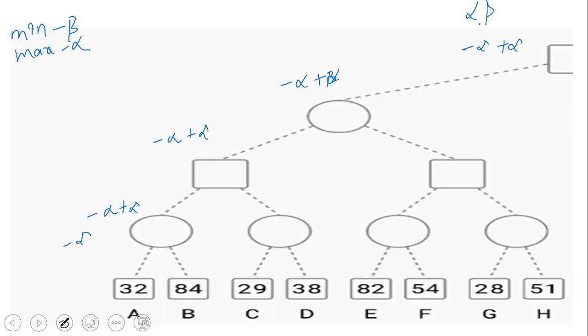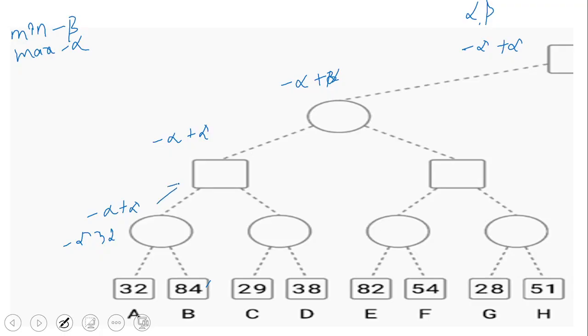So 32. Change beta to the minimum: 32 is less than plus infinity, so we got minus infinity, 32. Next, it will visit the next sibling, 84. Comparing 84 with 32, 32 is the minimum, so leave it as it is. Now we have alpha minus infinity, beta 32.